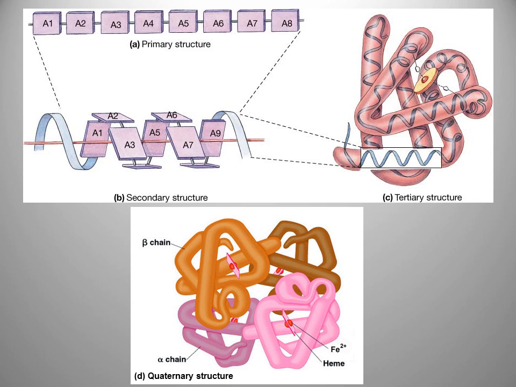And we see covalent bonds, we see hydrogen bonds, we see ionic bonds, and we see hydrophobic van der Waals forces. We see all four types of bonds in tertiary structure. We normally just see hydrogen bonds in secondary structure, and we normally just see covalent bonds in primary structure.